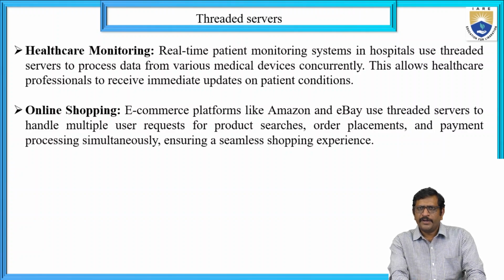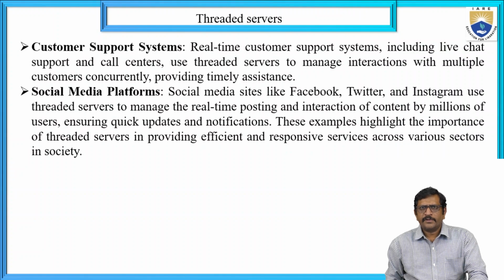Online shopping. E-commerce platforms like Amazon and eBay use threaded servers to handle multiple user requests for product searches, order placement, and payment processing simultaneously. So that is ensuring a seamless shopping experience. In online shopping also, we can utilize this threaded server mechanism.